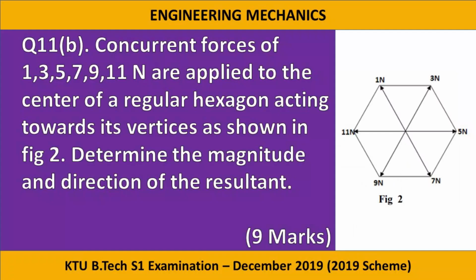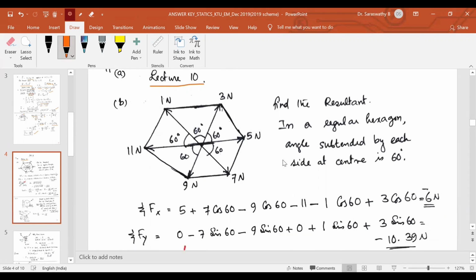Question 11B, concurrent forces 1, 3, 5, 7, 9, 11 Newton applied to the center of a regular hexagon acting towards its vertices as shown in figure. Determine the magnitude and direction of the resultant. It's a 9-mark question. So this is the diagram.